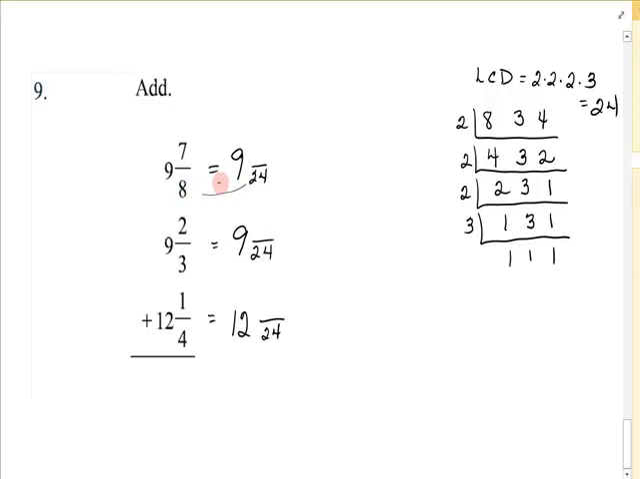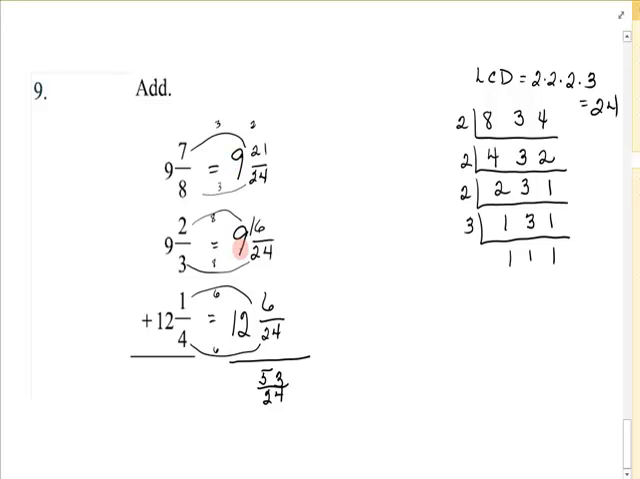8 goes into 24 3 times, and 3 times 7 is 21. 3 goes into 24 8 times, and 8 times 2 is 16. 4 goes into 24 6 times, and 6 times 1 is 6. Adding my numerators, I have a 1 and a 6 is 7, and another 6 is 23. Carry the 2. 2 and 2 is 4. That makes 5. I have 53 24ths for the fraction piece.